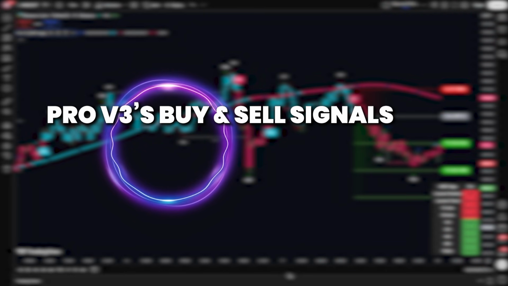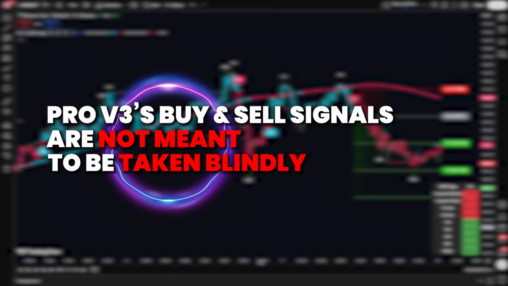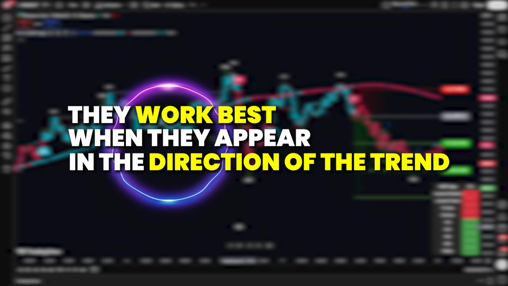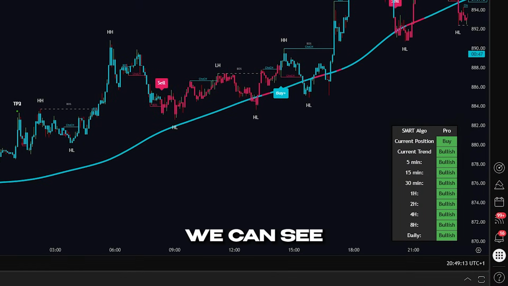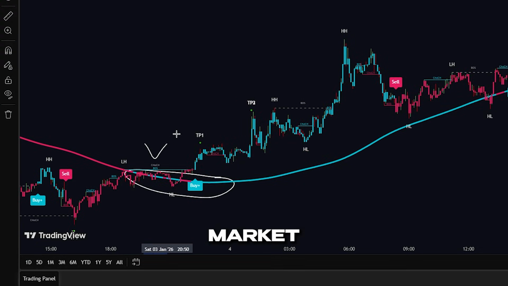Pro V3's buy and sell signals are not meant to be taken blindly. They work best when they appear in the direction of the trend, with structure and momentum supporting them. For example, right here we can see the dashboard shows bullish higher time frame trend. The trend ribbon is bullish. Market structure is holding higher lows. Then a buy signal prints after a pullback. This is a high quality setup.